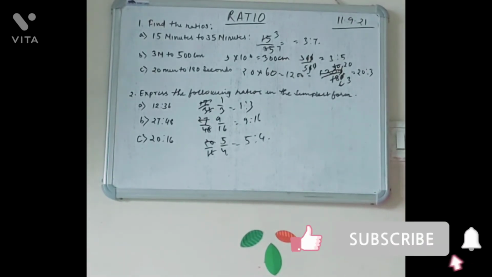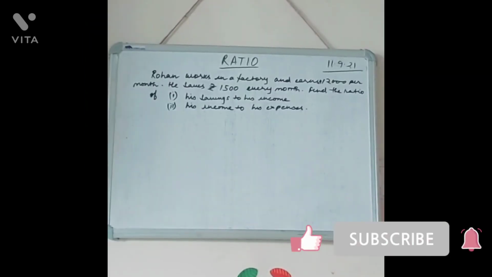Now I will show you one or two word problems so that you can understand it nicely. The sum is Rohan works in a factory and earns rupees 12,000 per month. So his income is rupees 12,000. Now he saves rupees 1,500 every month. So saving is rupees 1,500. Now find the ratio of his saving to his income and his income to his expense, right? So first ratio is to find for his saving to his income.